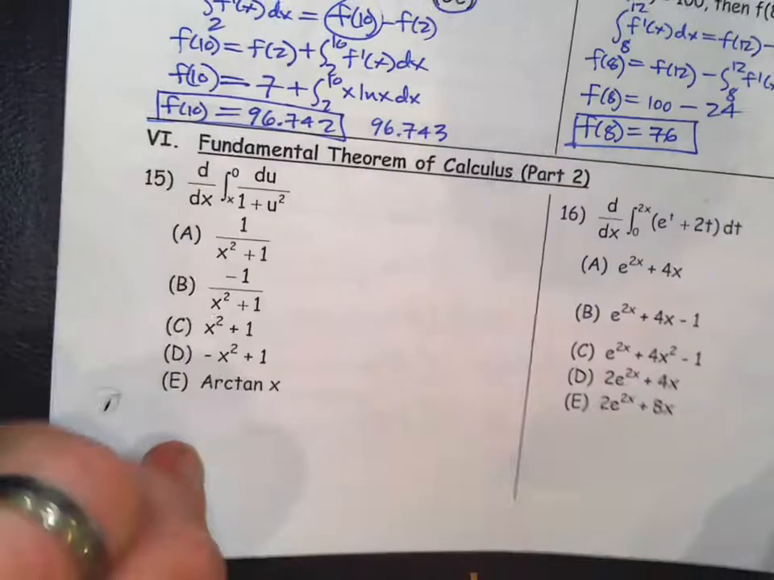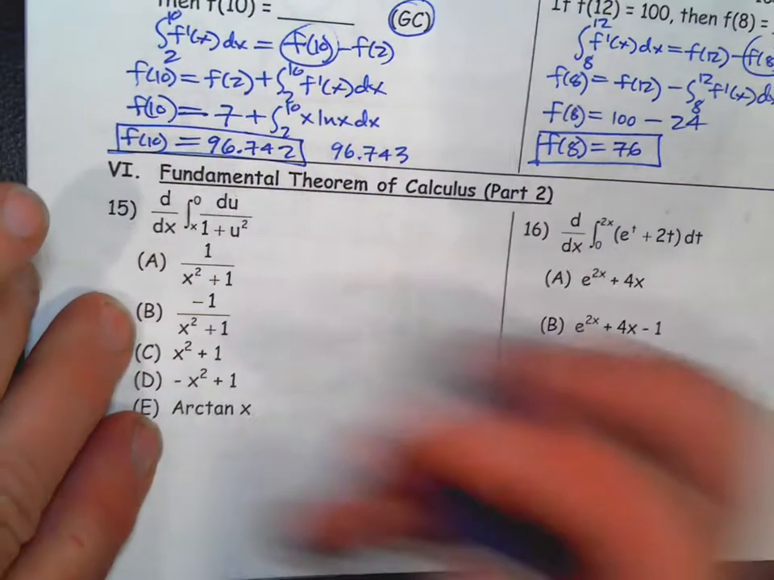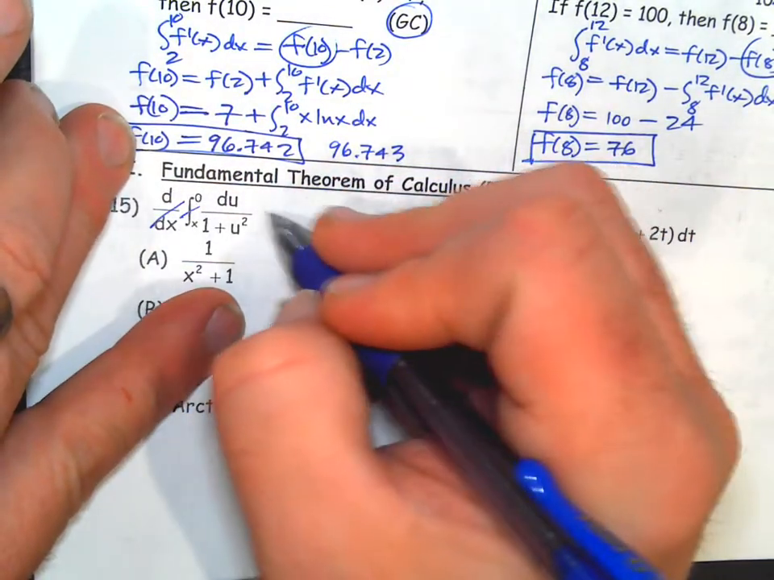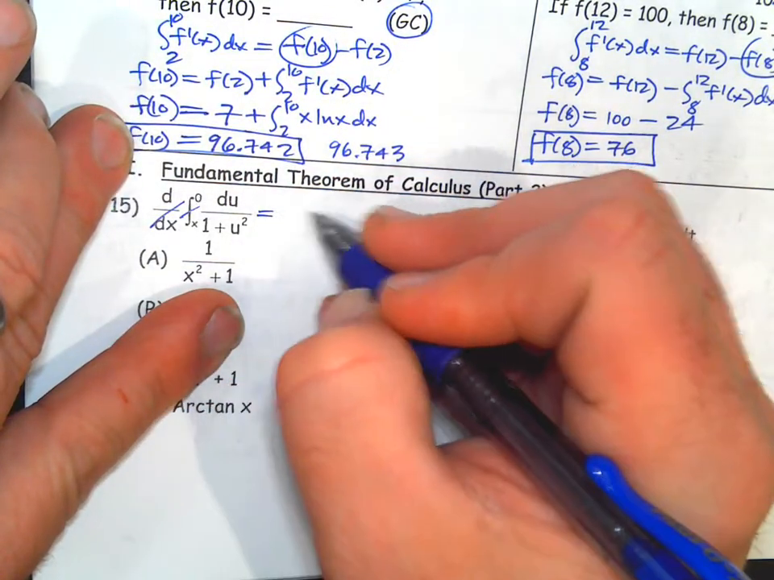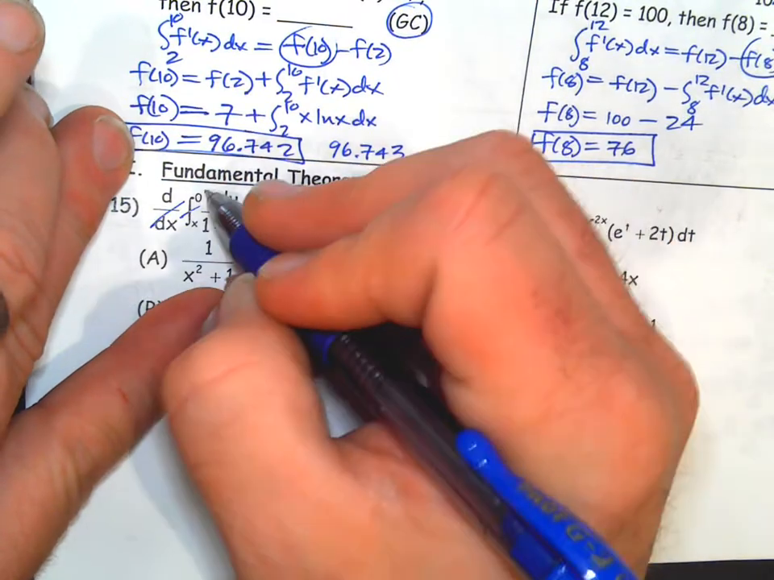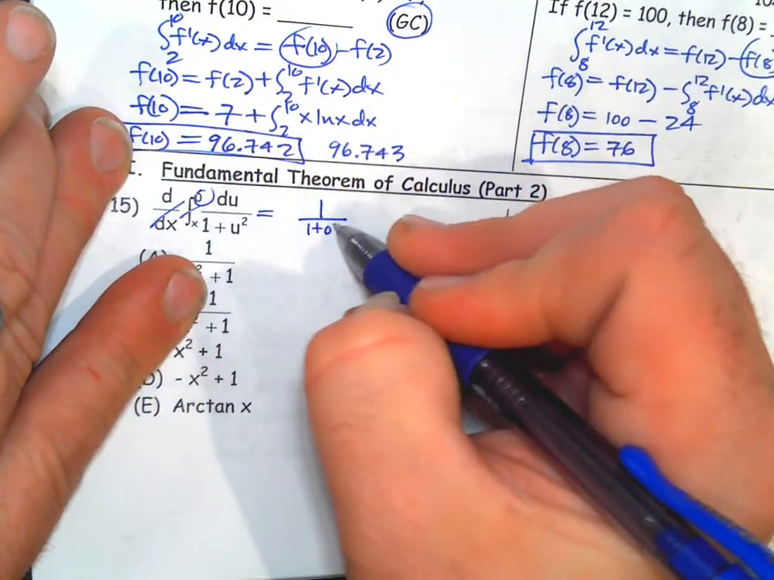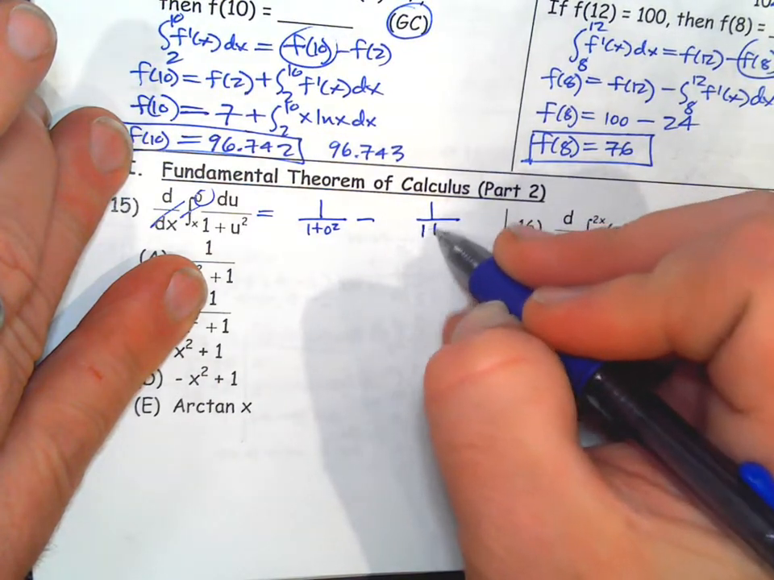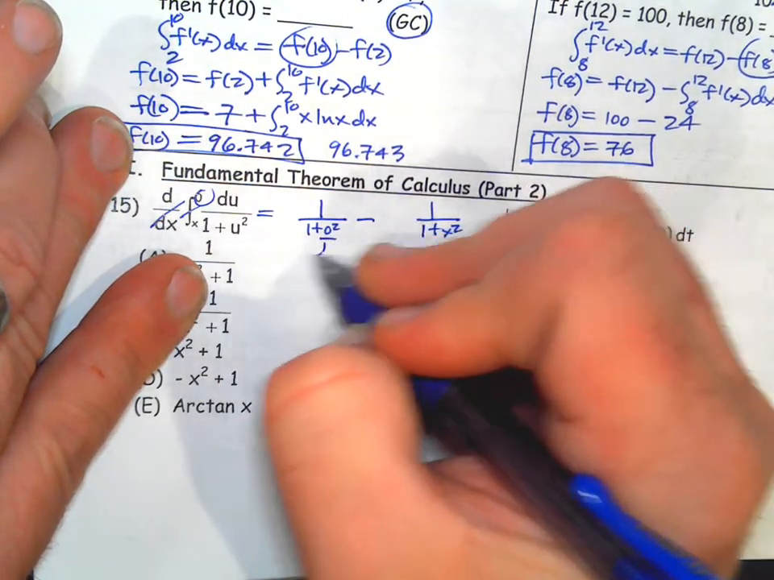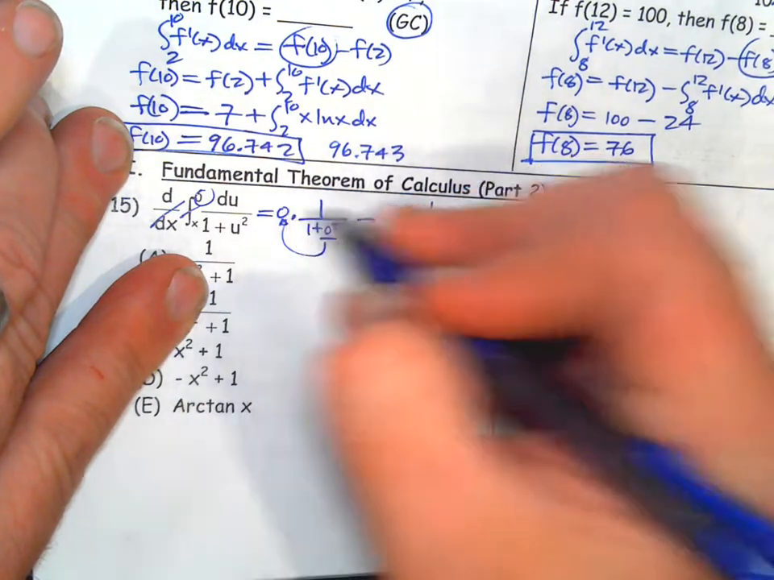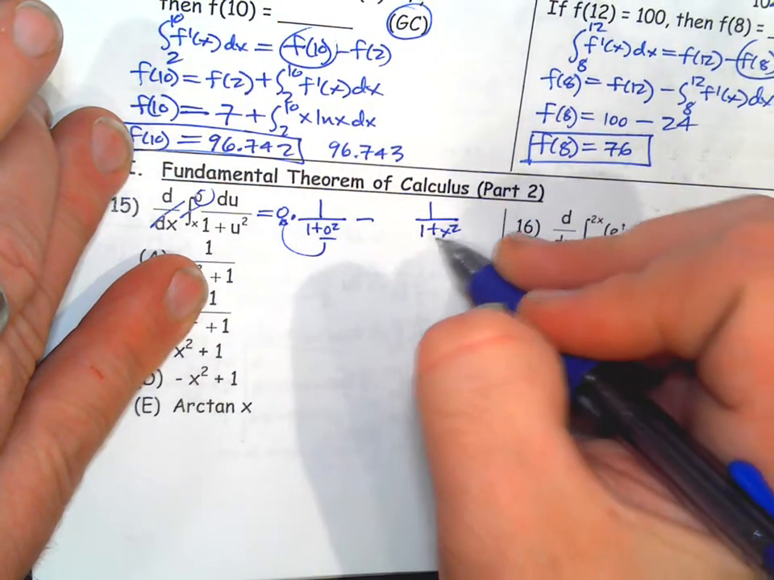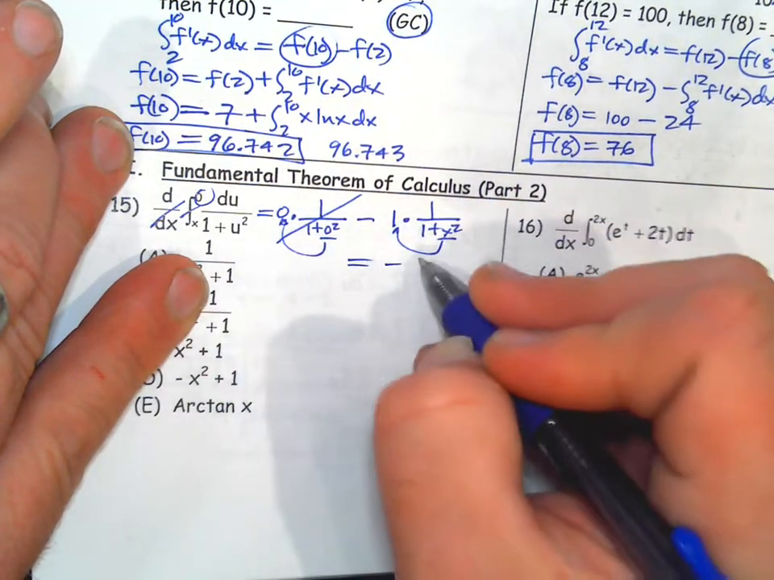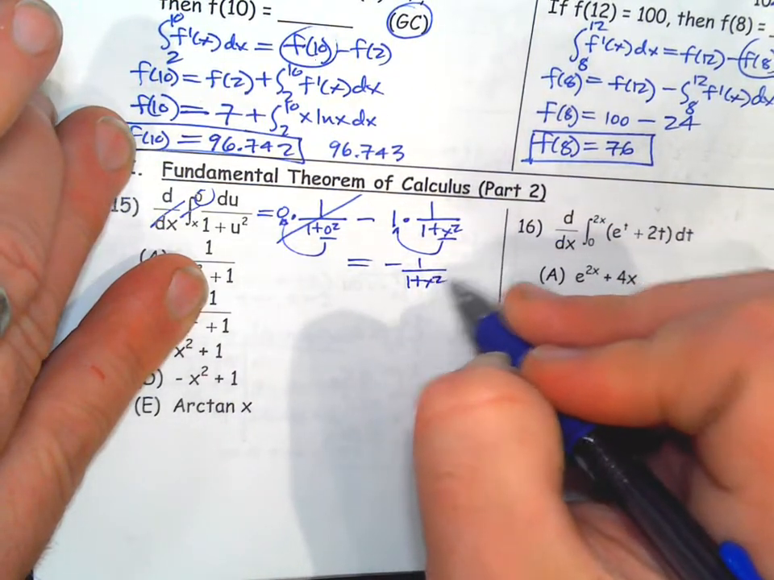Fundamental theorem of calculus part 2. I love these. I think they're super quick and easy. It says the derivative undoes the integral, but then you've got to plug the limits in: 1 over 1 plus 0 squared minus 1 over 1 plus x squared. But then you also need to multiply by the derivative of what you just plugged in. The derivative of 0 is 0, the derivative of x is 1. That drops out. We get negative 1 over 1 plus x squared.